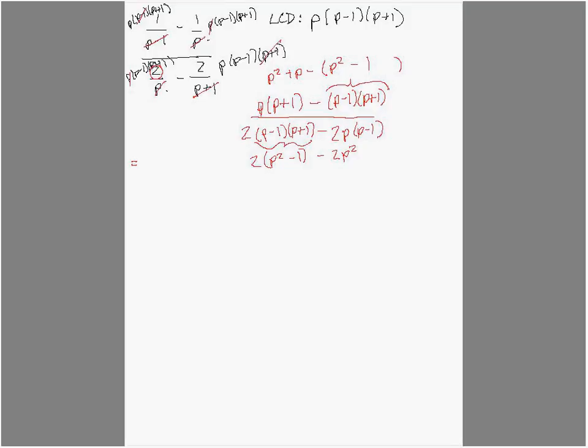The first one, again, was minus 2p squared, and then negative 2p times negative 1 is going to be plus 2p. Okay. All right.